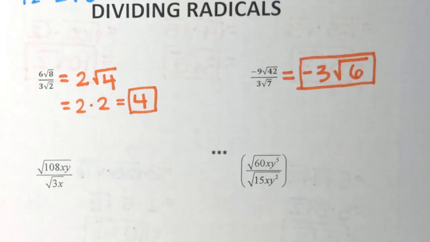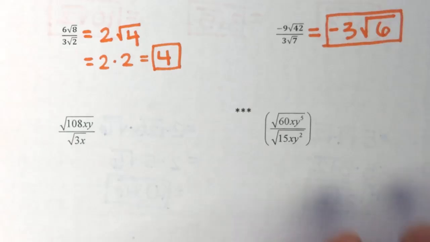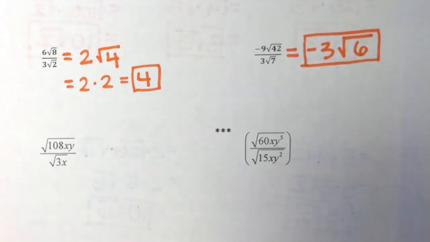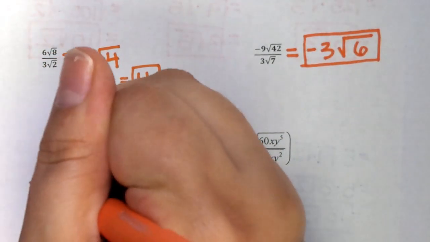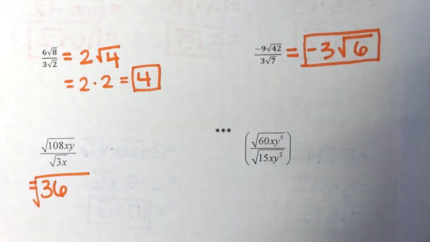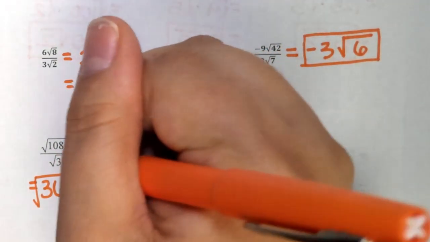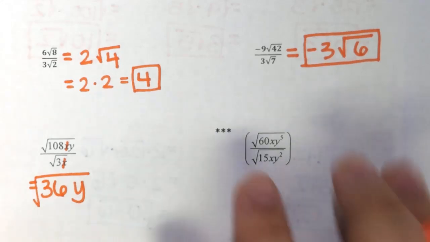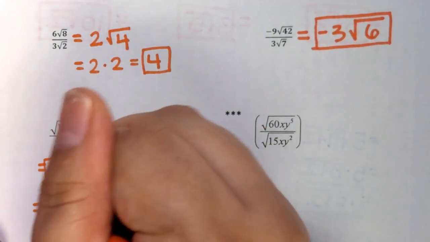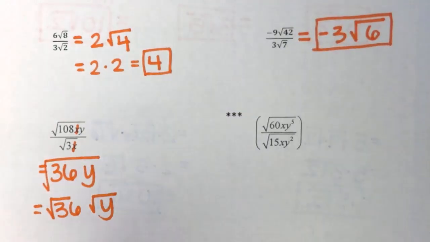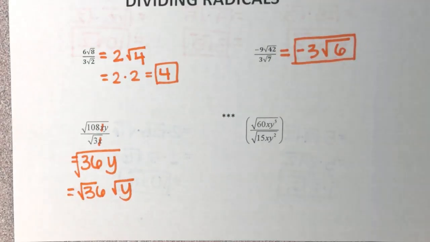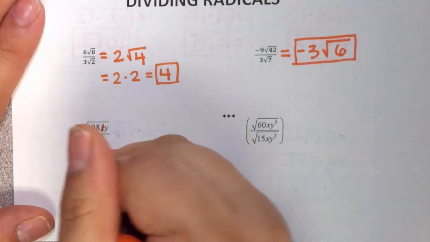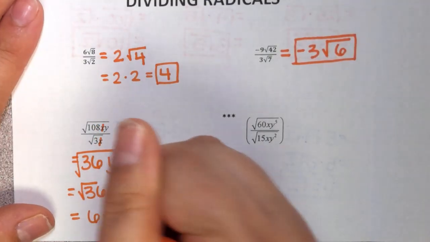All right, this next one. Don't get scared just because there's a letter. 108 divided by 3 is 36. What happens to my x's? They cancel. And what happens to the y? It's just there. I am going to separate them. What is the square root of 36? So this answer is 6 square root of y.